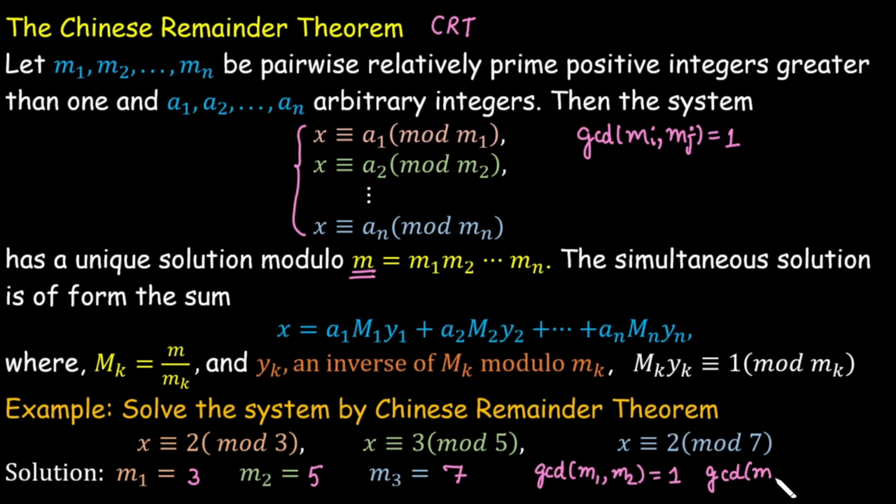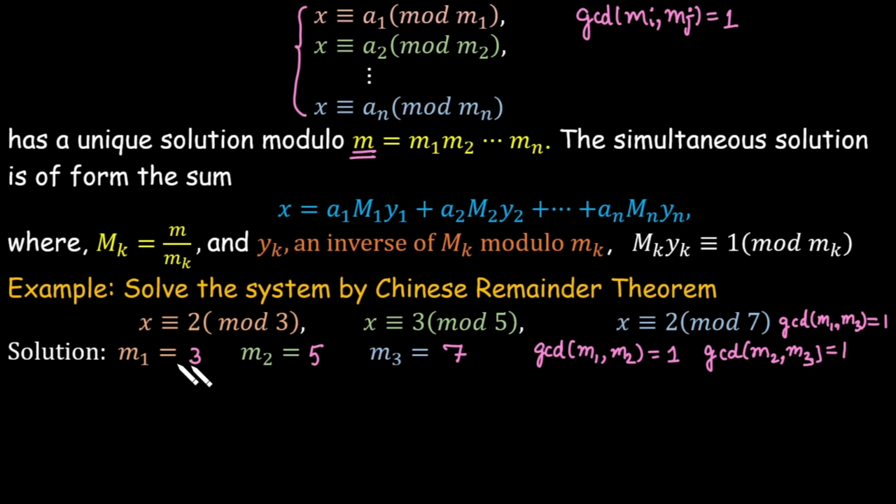GCD of m2, m3, that is 5 and 7, is also 1. And what is the GCD of m1, m3? 3 and 7, again 1. Since they are pairwise coprime numbers, we can apply the Chinese Remainder Theorem. Here we have taken the first step. We will compare the given system with the original one and find m1, m2, m3.